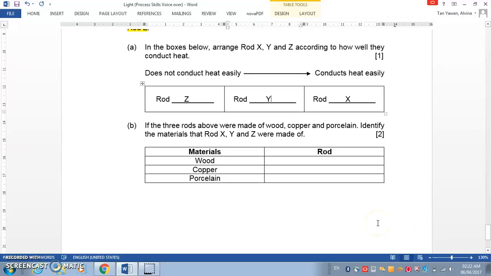We have 3 materials, Z, Y, and X, and now we need to match them based on their conductivity. So we have 3 materials, wood, copper, and porcelain. And they ask you to identify materials that X, Y, and Z are made of. So we all know that metals are the best conductor of heat. So looking at the options here, metal is actually copper, so this should be X. And we all know that wood is the poorest conductor of heat since it does not allow heat to pass through easily. So hence Z is the wood.